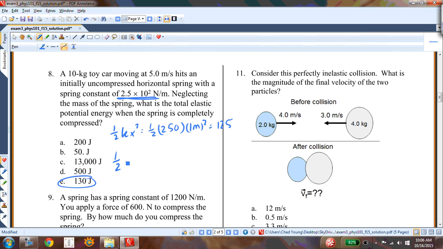Or I could say 1/2 mv squared, because I know all the energy of this car is going to go into elastic potential energy, so that would be 1/2 of 10 times 5 squared. That's also 125 joules. So E is the right answer for 8.